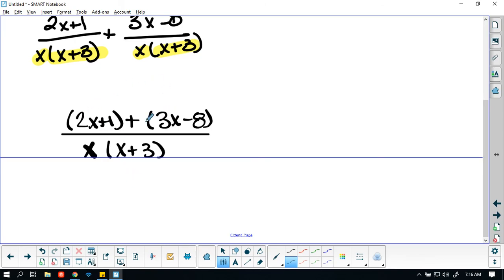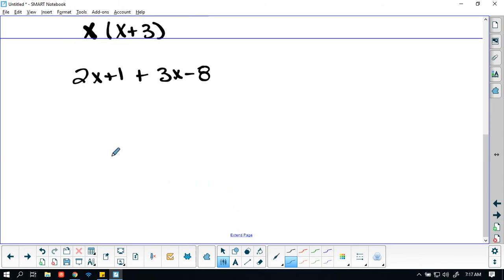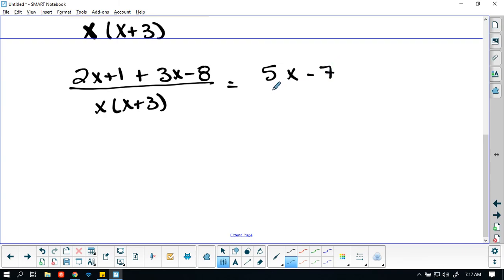Okay, now I'm going to look to see if there's any addition or subtraction I could do in the groupings, and there's not, so I'm going to pull those out. 2x plus 1 plus 3x minus 8. And then I'm going to just divide by x plus 3. Combine like terms, so that's 5x minus 7 divided by x plus 3.